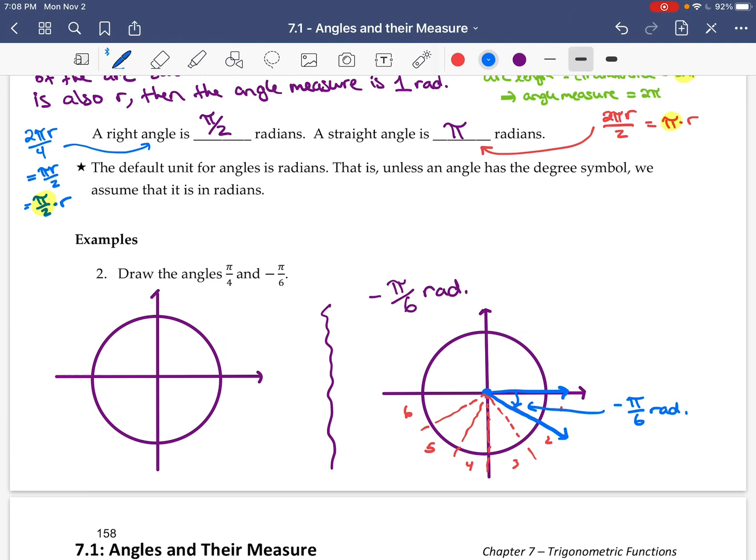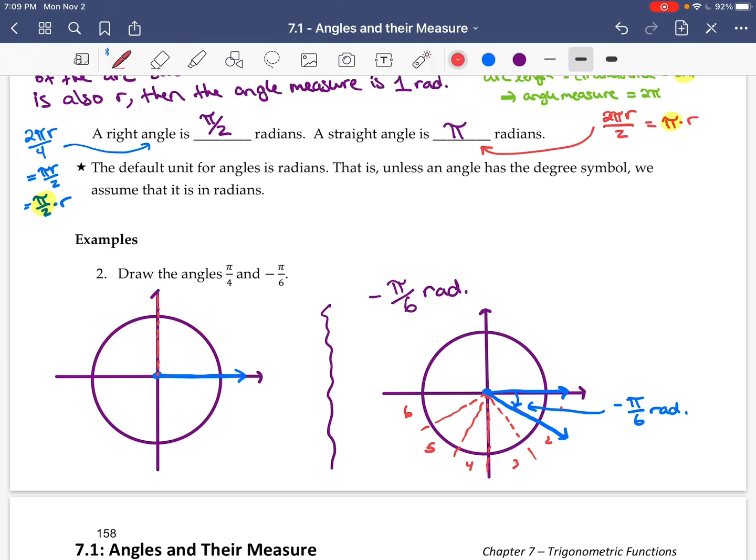Okay, so we're going positive. So again, the initial side is the positive x-axis. And then we want pi by 4. Okay, so that means that we split pi into 4 parts. So we split it in half. So pi, remember, is 180. So it's the straight angle. Okay, so that's pi. So I want to split this into 4 pieces. So I'm going to split it in half, and then each of those in half.